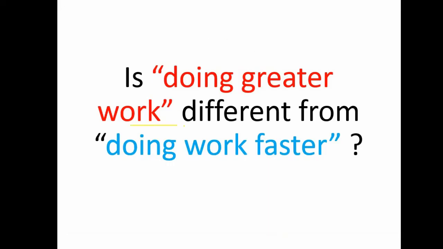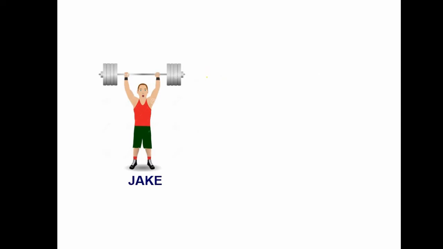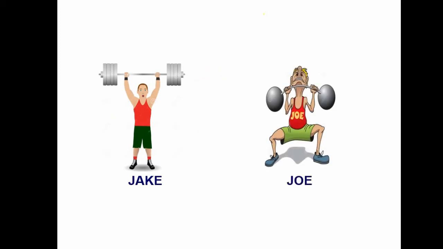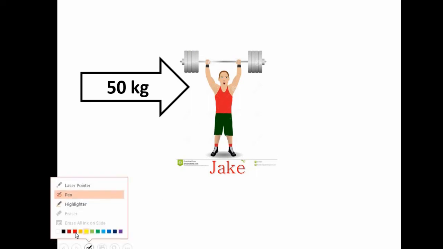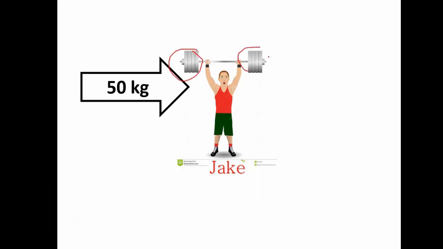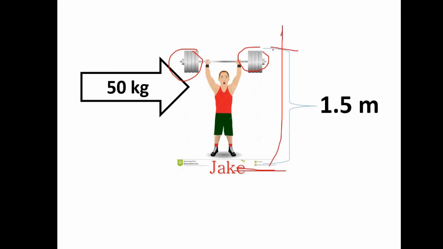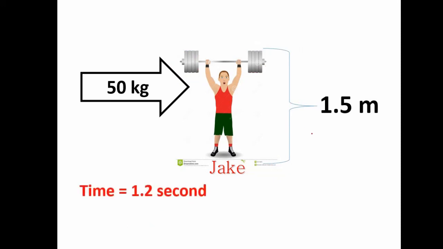So is doing greater work different from doing work faster? Let's find out. I have here my two friends, Jake and Joe. Jake carries a 50 kilogram barbell. It's like one sack of rice. He lifts it a distance of 1.5 meters from the ground up to here. That's 1.5 meters. And how fast? He did that in just 1.2 seconds.